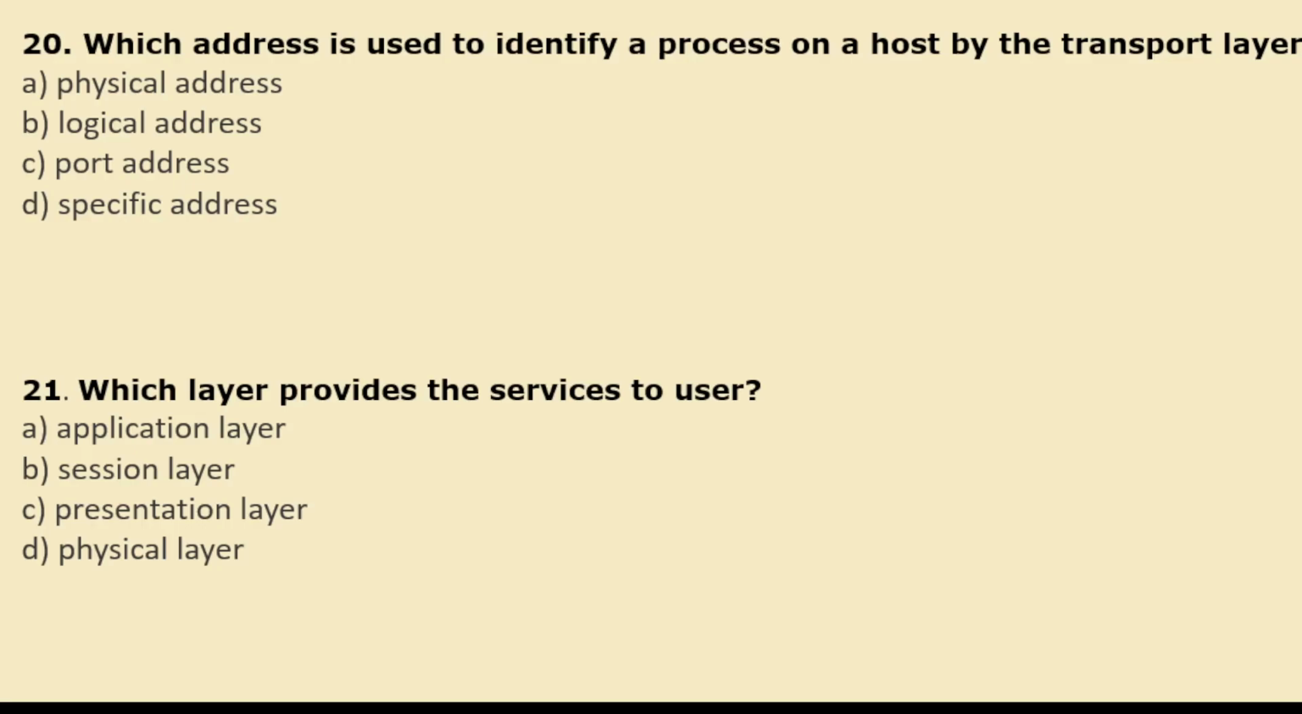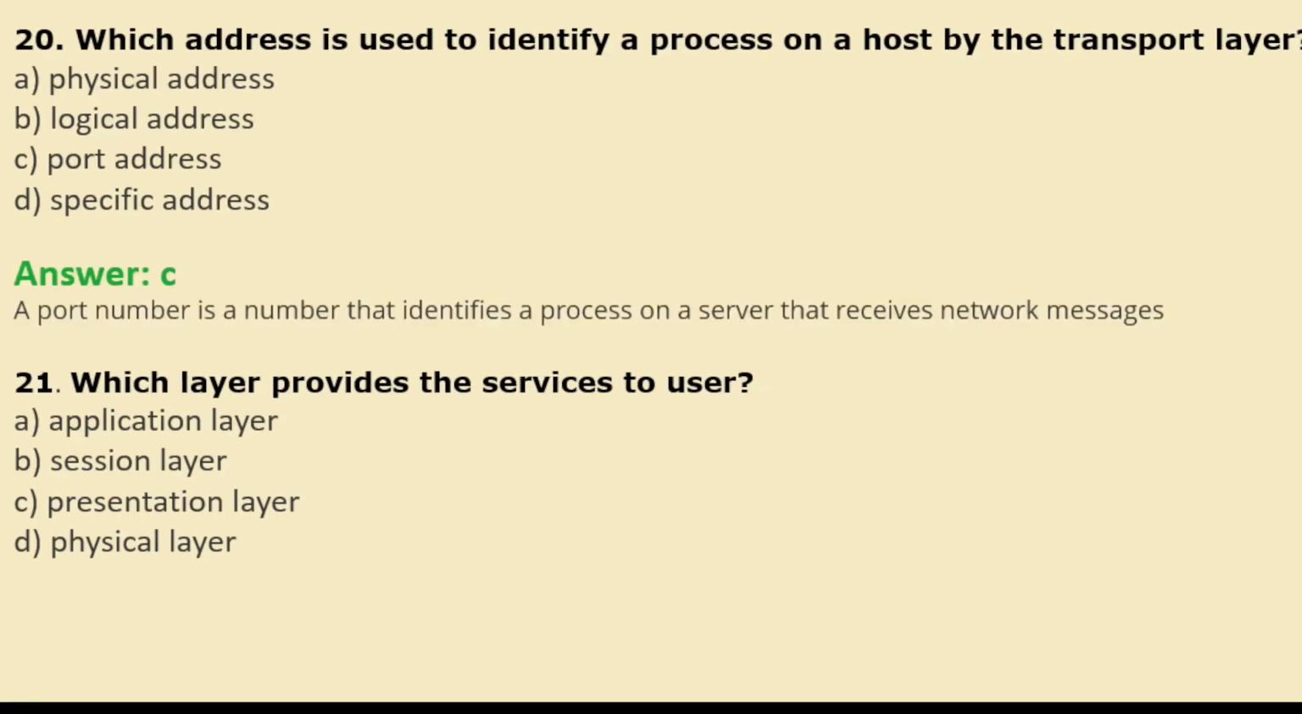Question number 20. Which address is used to identify a process on a host by the transport layer? A. Physical address, B. Logical address, C. Port address, D. Specific address. So the correct answer is C. Port address. A port number is a number that identifies a process on a server that receives network messages.